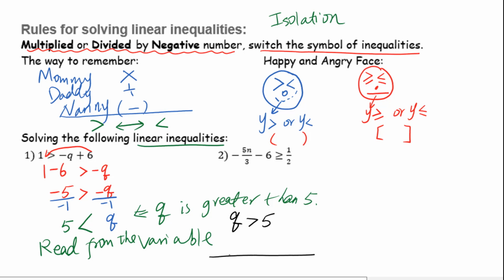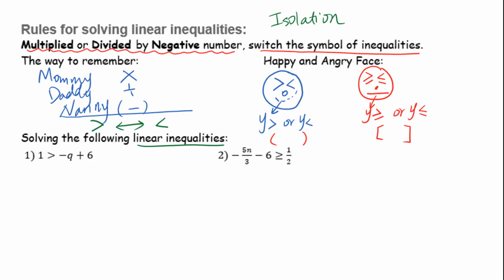So for the number line, this is 0, this is 5. Greater than, no equal sign, which means this is an open circle. Then greater than means go to the right. This will be the number line for the solution to this inequality. Let's go to number 2.